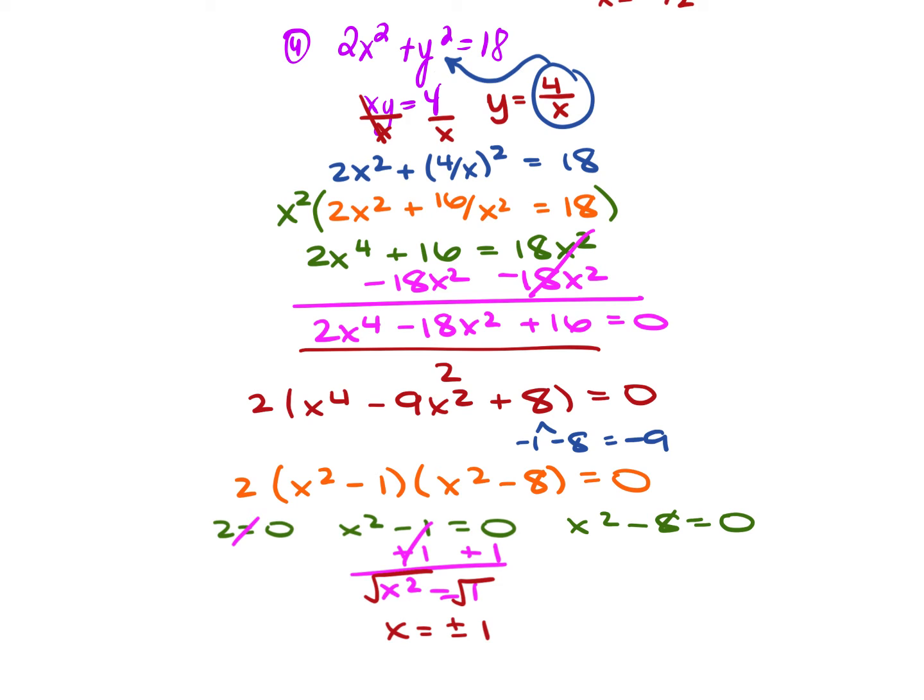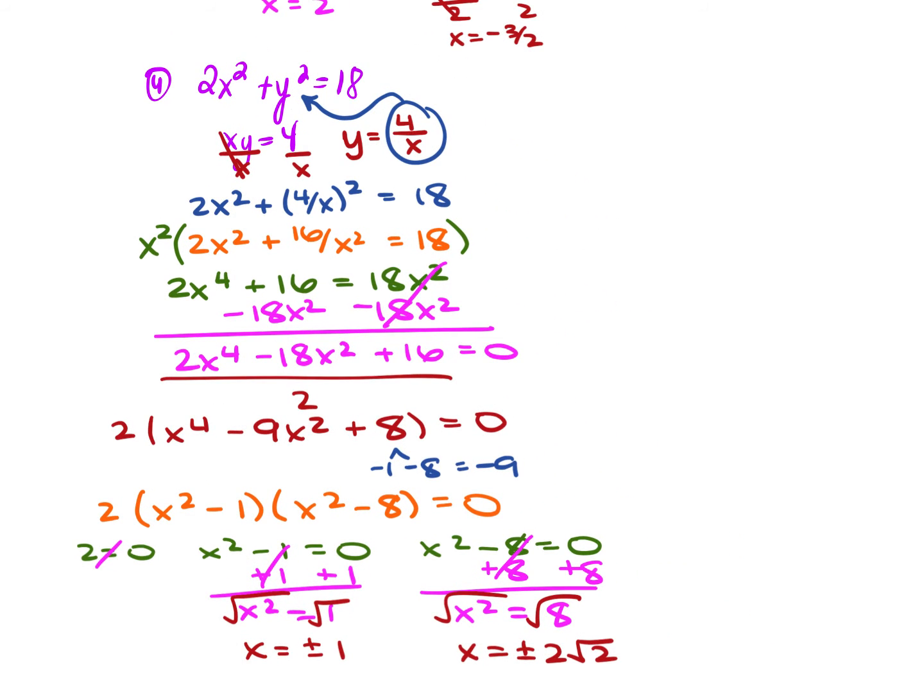For the x squared minus 8 is equal to 0, add your 8 to both sides. You get that x squared is equal to 8. Then take the square root of both sides. You have that x is equal to plus or minus 2 square root 2. You have 4 x values that you can plug in and solve for y. We know that y is equal to 4 over x.